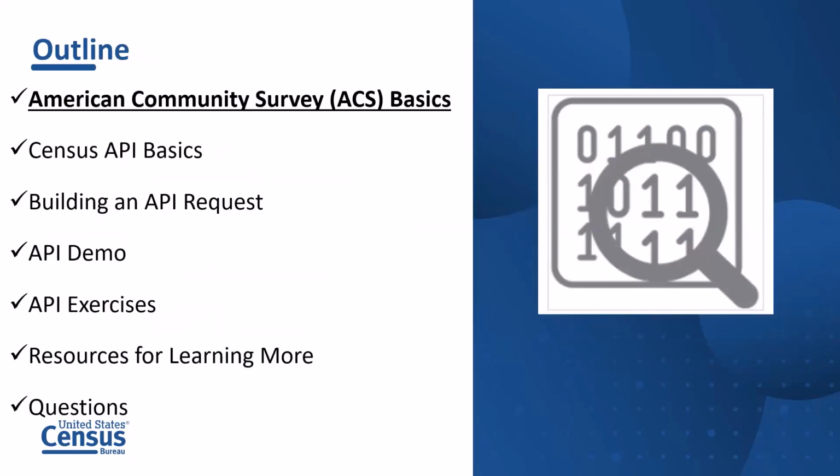So here's our outline for today. Like I said, I'm going to talk about the American Community Survey basics, and then the Census API basics, and building an API request. Then I'm going to do some API demos, and then I'm going to let you do some of your own API exercises that we'll go over, and then some resources for learning more, and then any kind of questions that you may have.